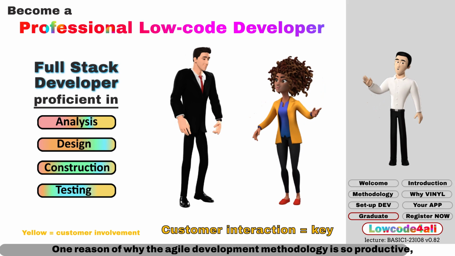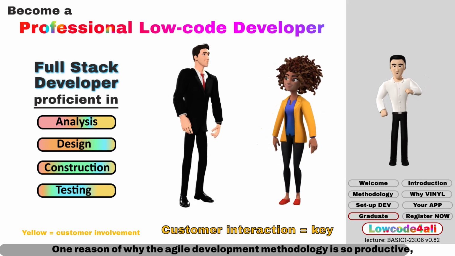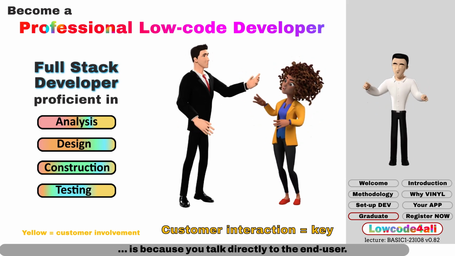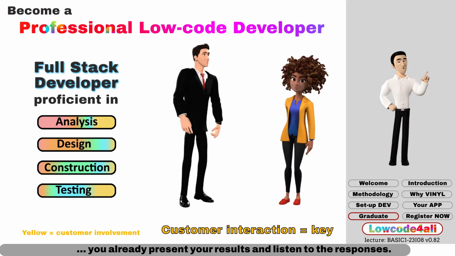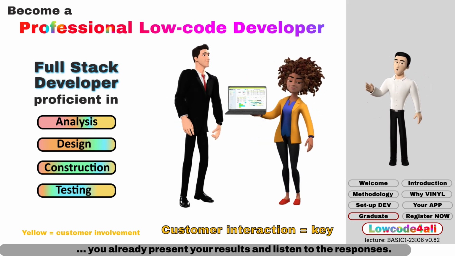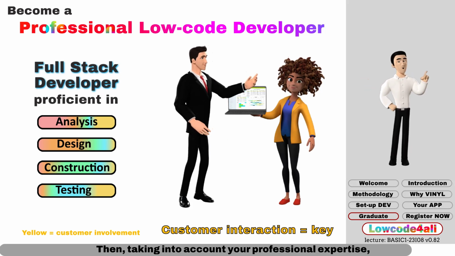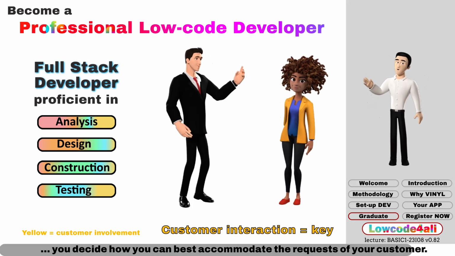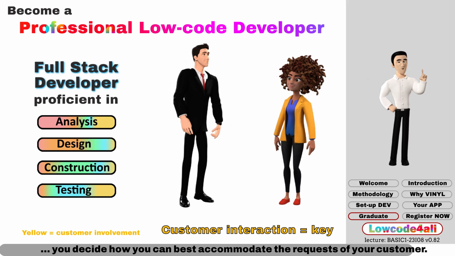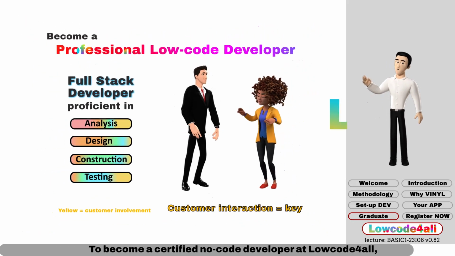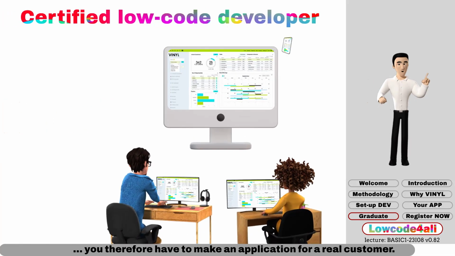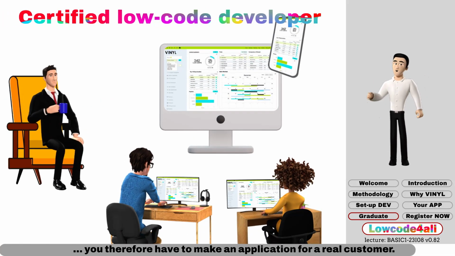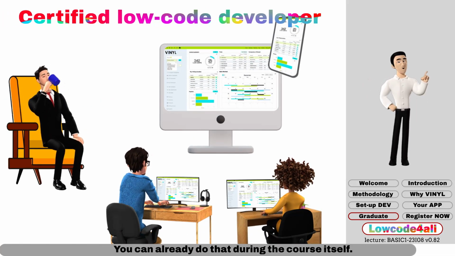One reason why the Agile development methodology is so productive is because you talk directly to the end user. While building the application, you already present your results and listen to the responses. Then, taking into account your professional expertise, you decide how you can best accommodate the requests of your customer. To become a certified no-code developer at Low Code for All, you therefore have to make an application for a real customer. You can already do that during the course itself.